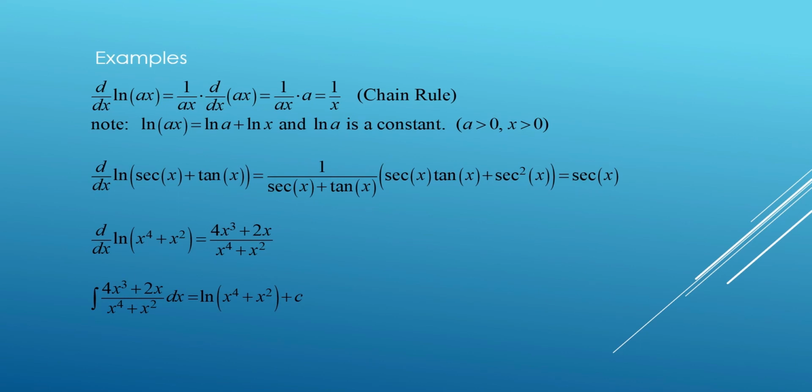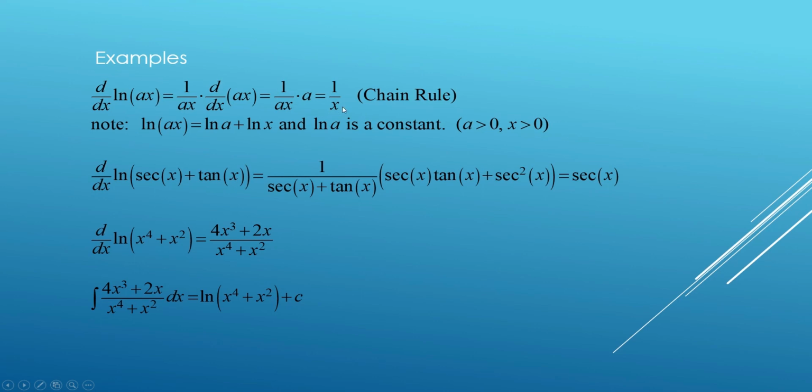As some examples, derivative with respect to x of the natural log of a times x, using the chain rule, would be 1 divided by ax, 1 divided by u, if ax is u, times the derivative with respect to x of your u, which would be ax here. Well, derivative of a times x is just going to be a, so you get 1 divided by ax times a, 1 divided by x.